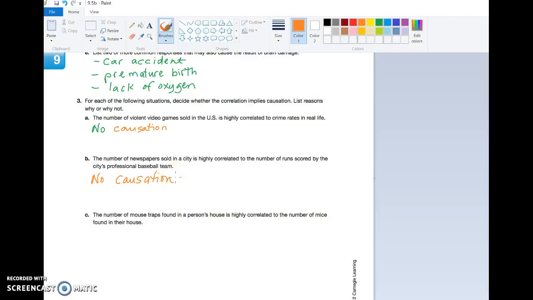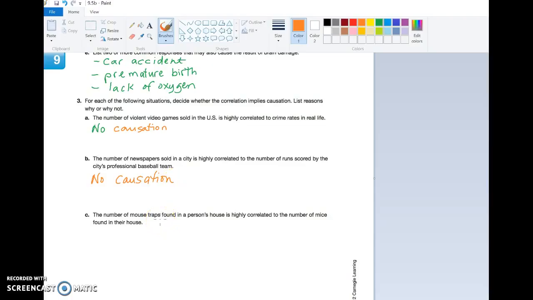It could be that people are very interested in the baseball game and that they're wanting to read about it. But we don't know that. There could be other things that were happening. There could have been a major tragedy. We just don't know what the reasons are why people are buying those newspapers. Let's look at the next one.